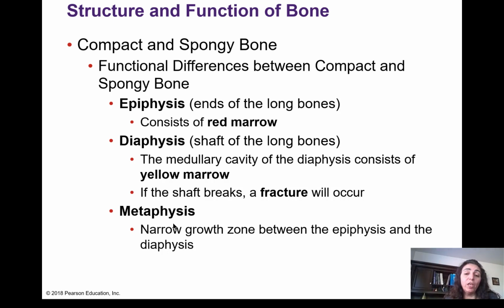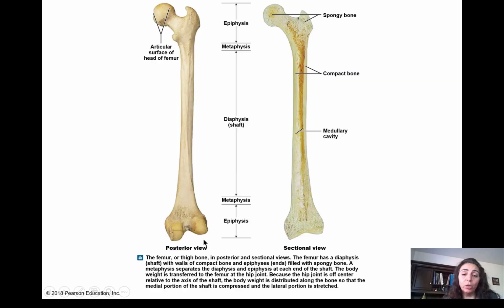The narrow growth zone between the epiphysis and the diaphysis, and this is a growth zone because the growth is happening in this area, as we're going to talk about more here. So here you see those parts, epiphysis, that is this part, and you have diaphysis here, the whole area, and then you have another epiphysis, and this area between epiphysis and diaphysis at the two ends is called metaphysis.